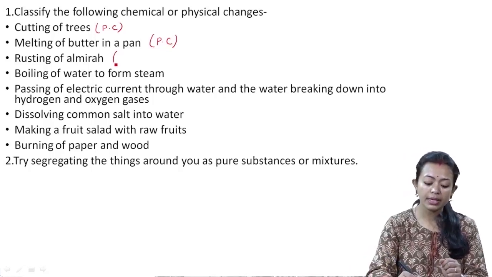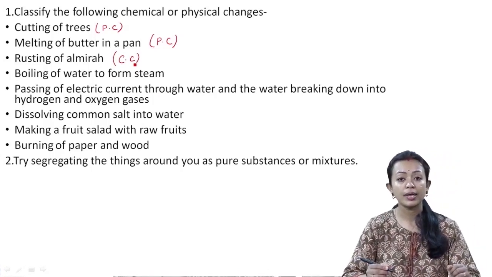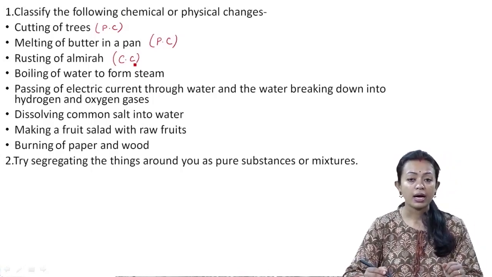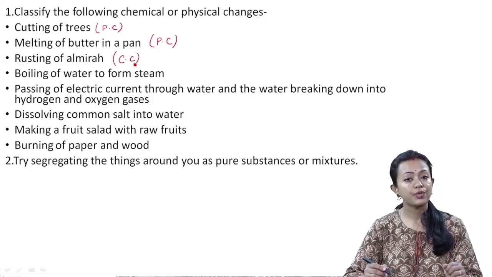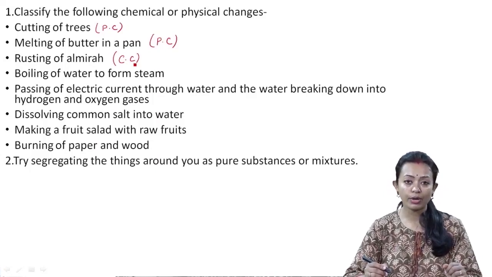Rusting of Almirah? It is a chemical change. Why is it a chemical change? Because rusting of Almirah happens only due to a chemical reaction between air and moisture. And we already know that rusting is a phenomenon in which the iron reacts with oxygen and moisture to form iron oxide. So when an Almirah gets rusted, definitely it is not a physical change, it is a chemical change.